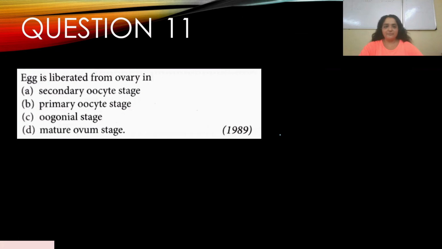Question number 11. Egg is liberated from ovary in, this appeared in 1989, a pretty old question. A, secondary oocyte stage, B, primary oocyte stage, C, oogonial stage, D, mature ovum stage. So egg is liberated from the ovary, that means ovulation is happening, in the secondary oocyte stage. Remember, we discussed this in oogenesis in part 1, when meiosis 1 is completed. The secondary oocyte is formed just before ovulation, in the tertiary follicle. So the answer is A.